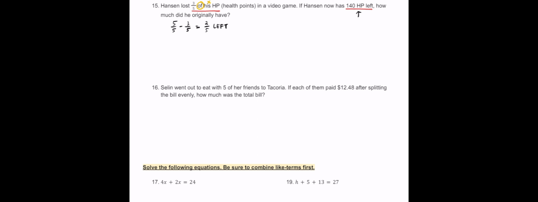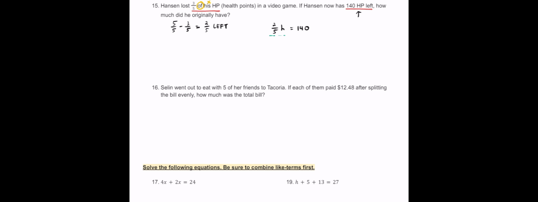So 2/5 of his health must be equal to 140, which is what he has now. So 2/5, let's go ahead and write that down. 2/5 of his health, so it's 2/5 times H, is equal to this 140. Okay? What are we going to do here to solve this equation?